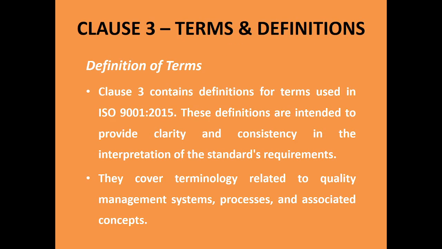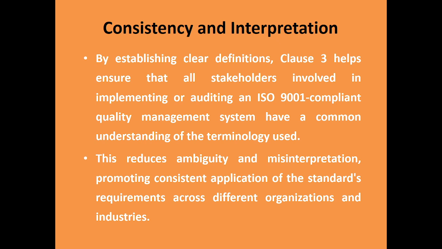Now we come to the last clause, that is clause 3, terms and definitions. We're going to do a quick definition of the same. Clause 3 contains definitions for certain terms used in ISO 9001:2015. Now, these definitions are intended to provide clarity and consistency in the interpretation of the standards requirements. Now, they cover terminologies related to quality management systems, processes, and associated concepts.